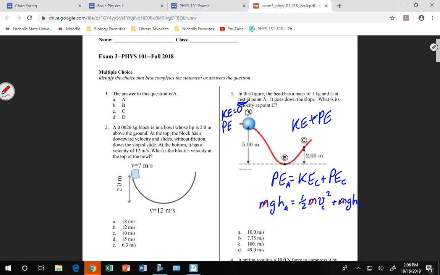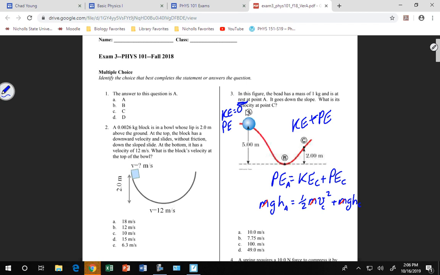Unless you're dealing with springs, that will always be the case, right? Because with springs, you don't have a mass in the elastic potential energy equation. Unless you're dealing with springs, the mass will always cancel out. Even if I give it to you, you don't need it. Okay, so I'm going to put some numbers in here.